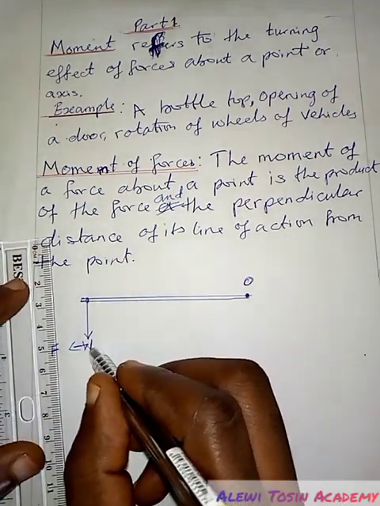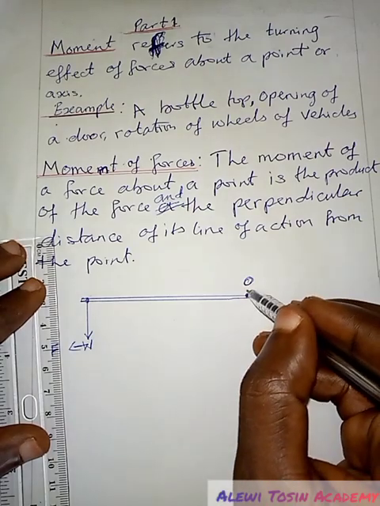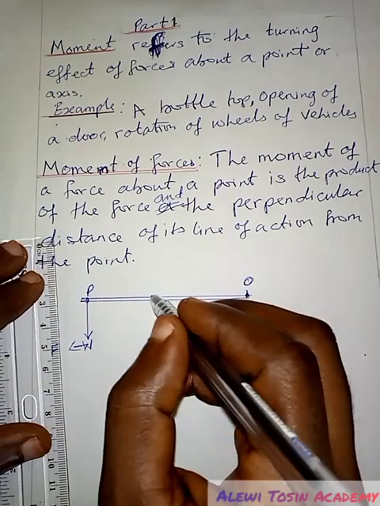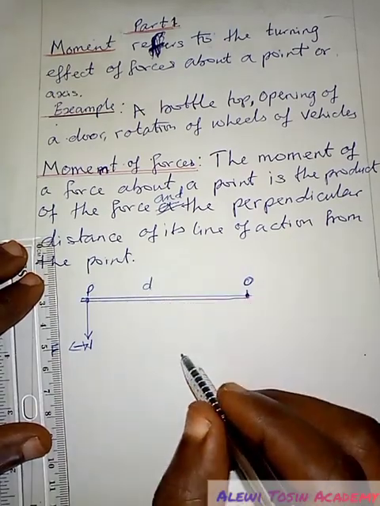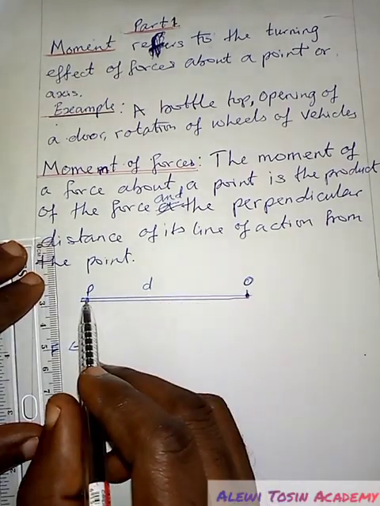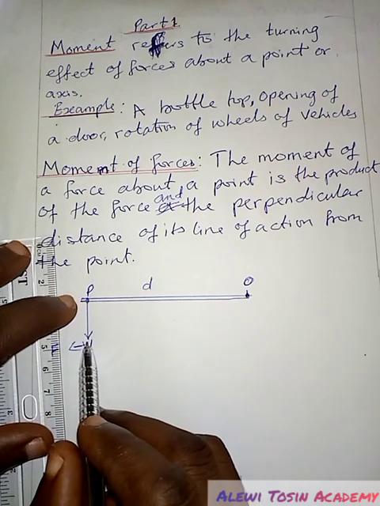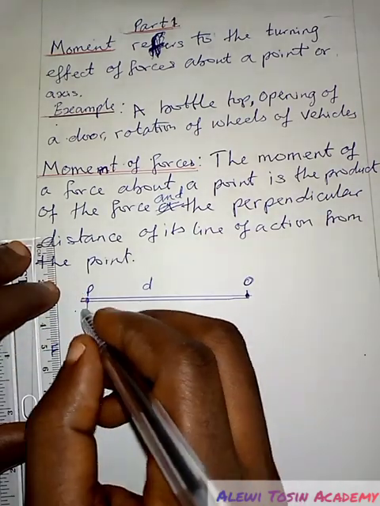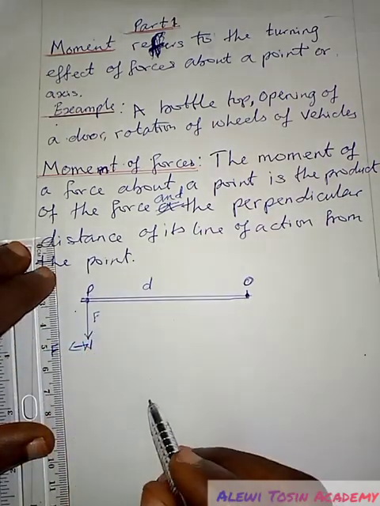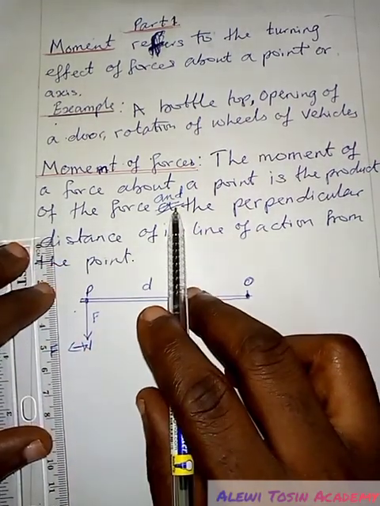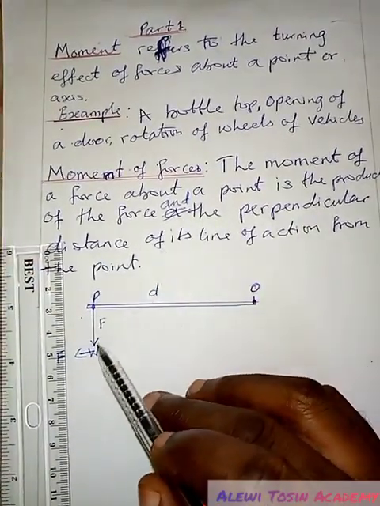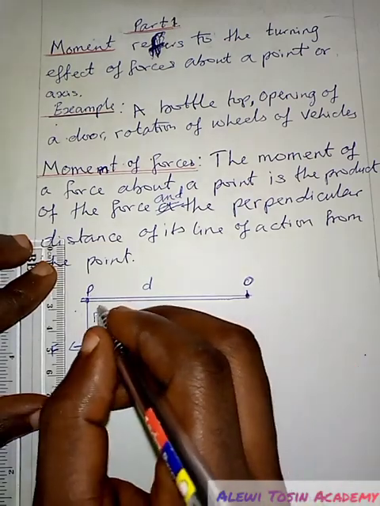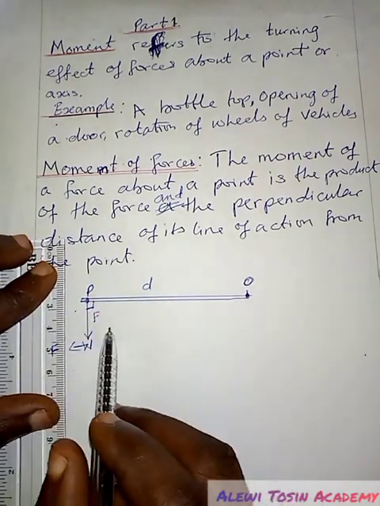Now, what are we saying? The distance between the center and this point, let's call this point P, we denote by D. This is the distance between the center and where the force is hung. Our D, and this downward force is F. We said moment of force at a point is the product of the force and its perpendicular distance. We see that this distance is perpendicular to the force.